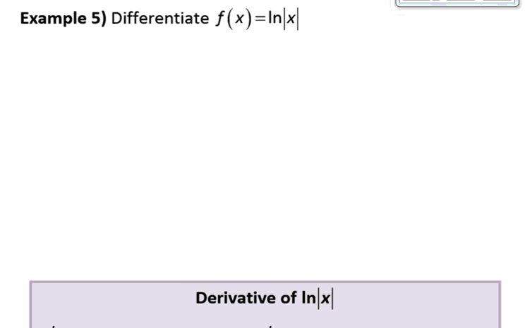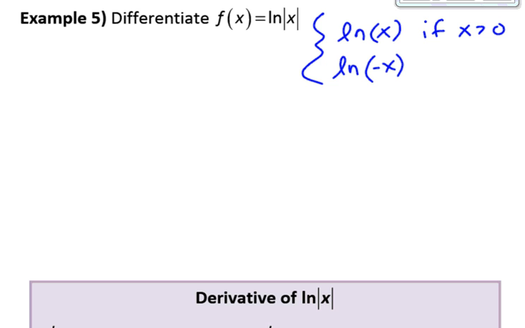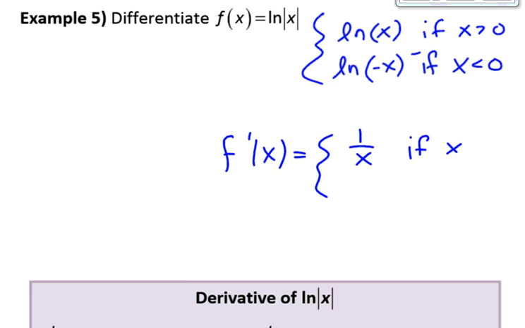So if we think of this as kind of like a piecewise function, then this would be equal to the natural log of x if x is greater than 0, and if x is negative, we're going to have to take the natural log of the negative value of x, if x is less than 0. So what I'm going to do here is take the derivative of both of these separately and then see what we get. So the natural log of x, we already know, is 1 over x if x is greater than 0. And if we take the natural log of negative x, that'll be 1 over negative x times negative 1, which is just simply going to cancel out to be 1 over x.